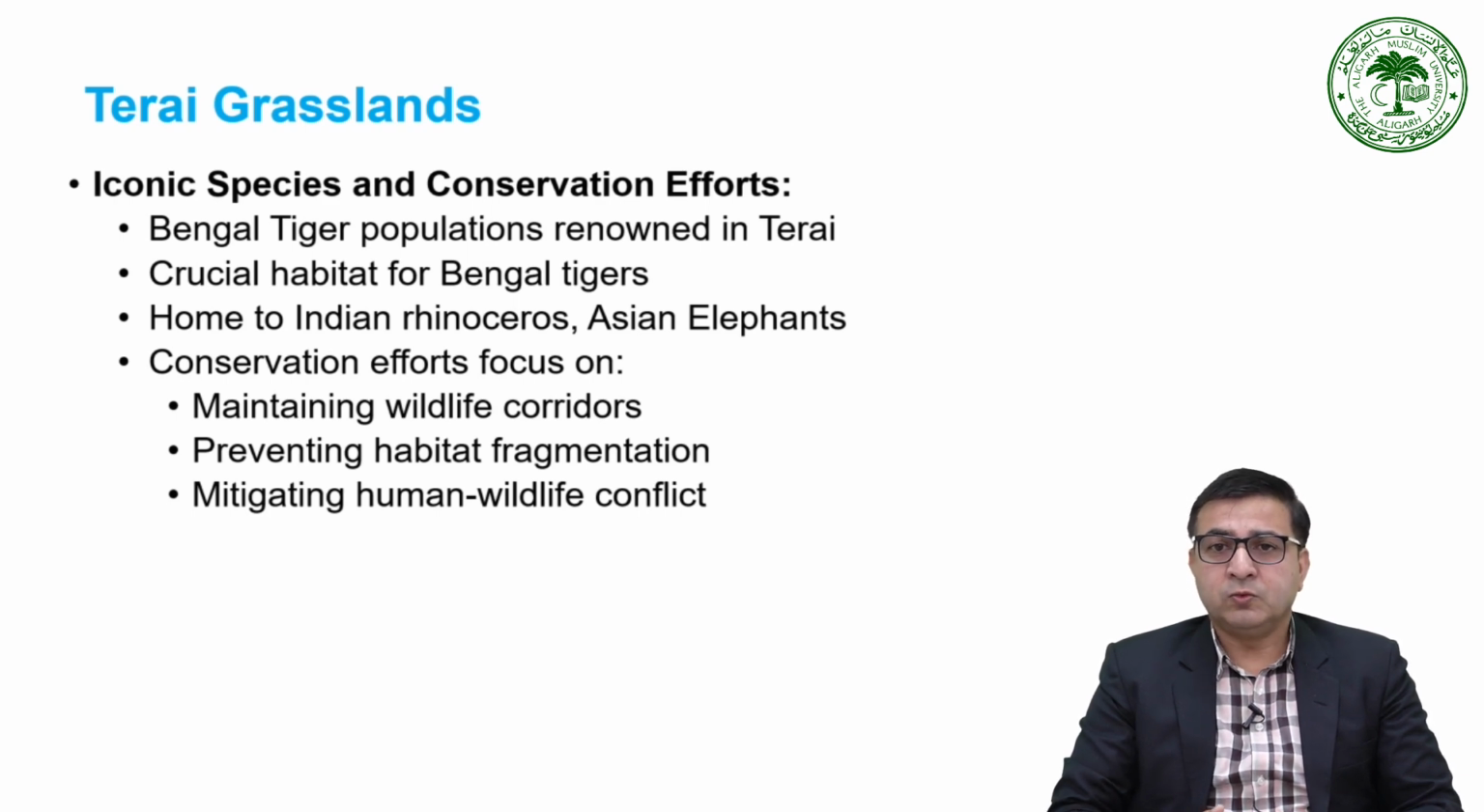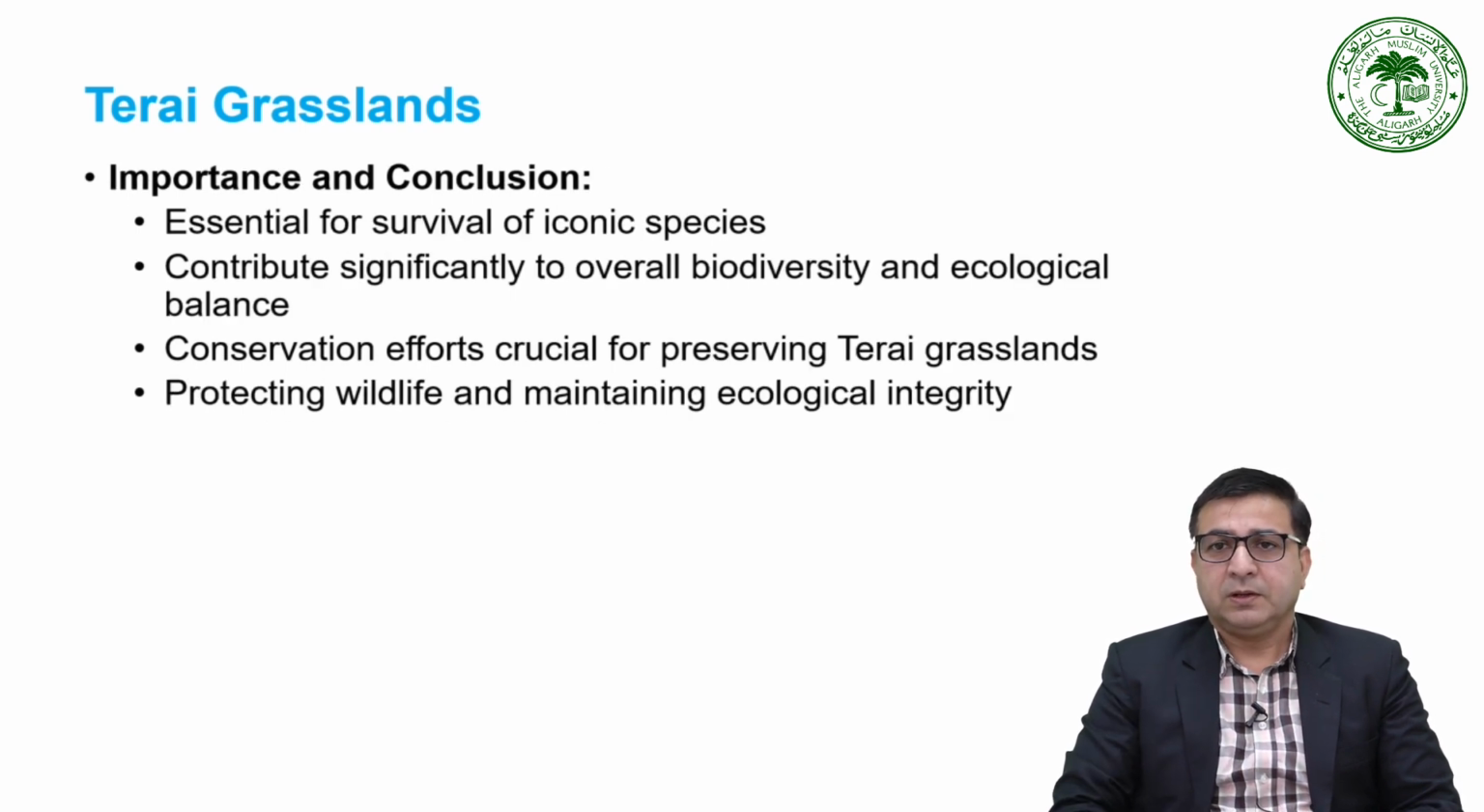The Terai grasslands are home to Indian rhinoceros, Asian elephant, the iconic species of these areas. Conservation efforts in the Terai focus on maintaining wildlife corridors, preventing habitat fragmentation, and mitigating human wildlife conflicts. The Terai grasslands are not only essential for the survival of these iconic species that I have discussed in the previous slides, but also contribute significantly to the overall biodiversity and ecological balance of this Terai Arc landscape.